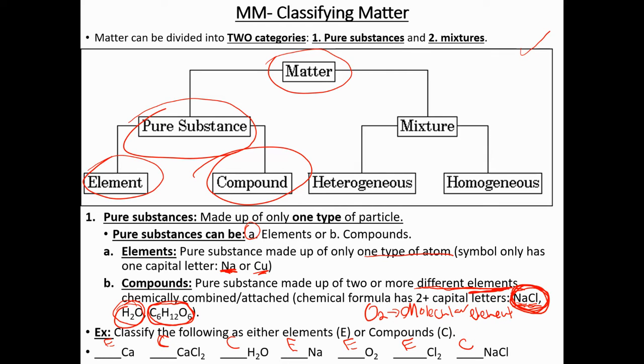So matter can be pure substance or a mixture. If it's pure substance, it can be an element or a compound. Element is that smallest building block. It's only made up of one type of atom. Compound is made up of two or more different elements chemically combined together. And in the formula, you'll usually see two or more capital letters or uppercase letters.